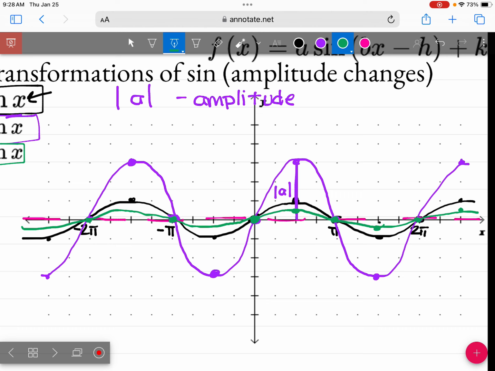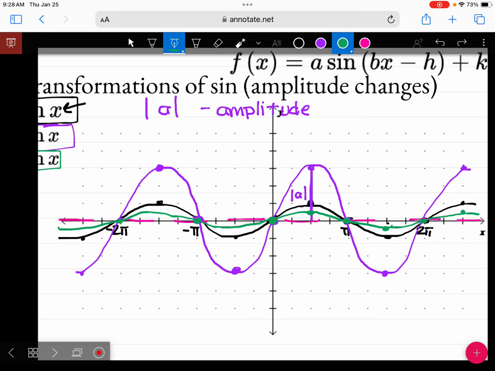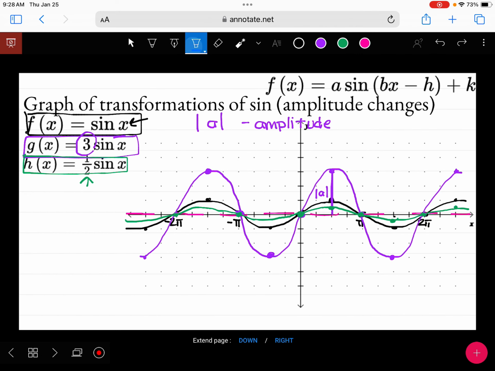Okay. Ready for the next one? The next one I'm going to put on a whole new graph because we're done with amplitude changes. You've seen what an amplitude change is. That's what our A is on our equation. Why won't it let me zoom? That's not what I meant. Undo. Thank you. So our amplitude changes come from our A.